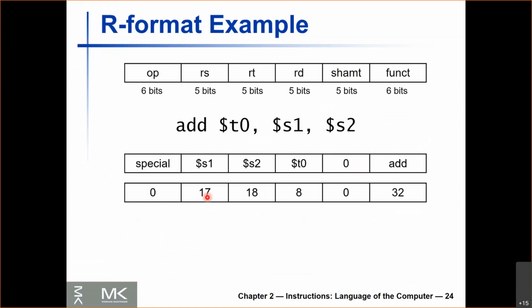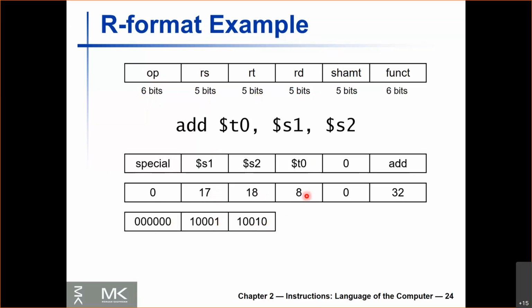So now I have the numbers corresponding to each of my fields in the R format of the instruction. Now what I can do is convert it to binary. So what is 0 in binary? I want 0 as a 6-bit binary number. Well, that's just 0, 0, 0, 0, 0, 0. I want 17 as a 5-bit binary number. Well, 17 is 16 plus 1, so it's going to be 1, 0, 0, 0, 1. I want 18 as a 5-bit binary number. Well, 18 is 16 plus 2, so that's going to be 10010.